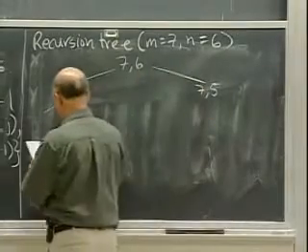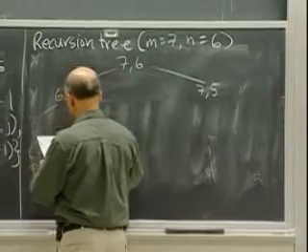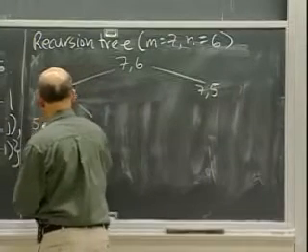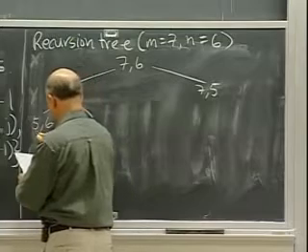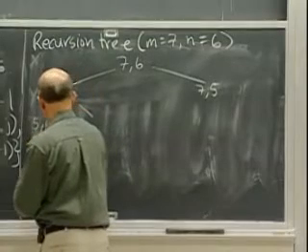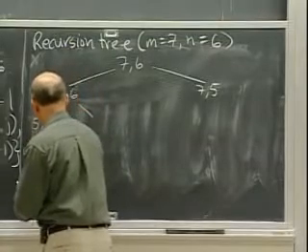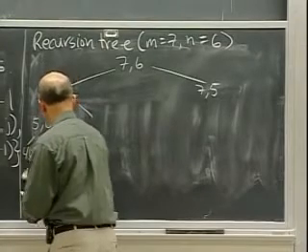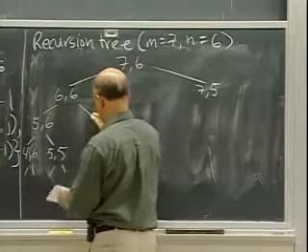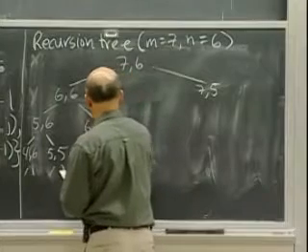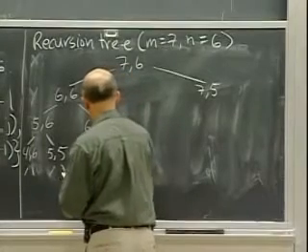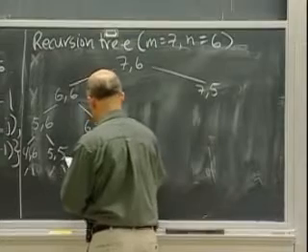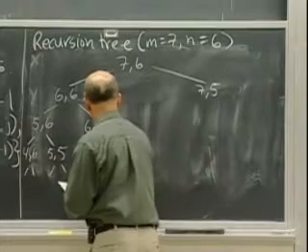And then this guy is going to split, and he's going to produce 5, 6 here. Decrement the first index, i. And then if I keep going down here, we're going to get 4, 6, 5, 5. And these guys keep extending. Here I get 6, 5, 5, 5, 6, 4.